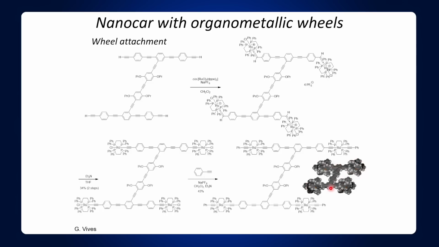This is the space filling model. This is if you filled up the van der Waals radii. And so you can see the ruthenium atom is actually buried inside of this. It's very hard to see because you have all of these phenyl groups and these ethylene groups here. But anyway, so it has the big wheels on it.